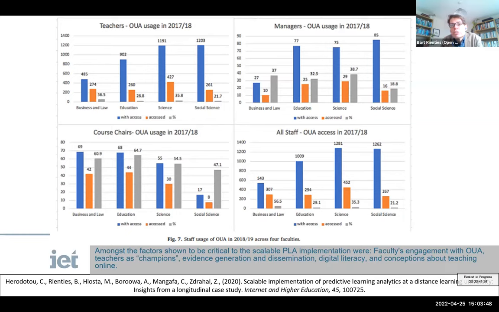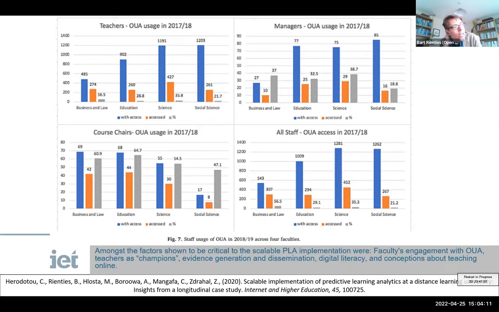A fourth factor was the so-called digital literacy. As we've seen from the previous exercise, OU Analyze is straightforward, but not straightforward. Some people feel very comfortable using OU Analyze, others not. You really have to know the system to make sense of it, and some teachers just don't feel competent to do this. And last but not least, there was this conception about teaching online.